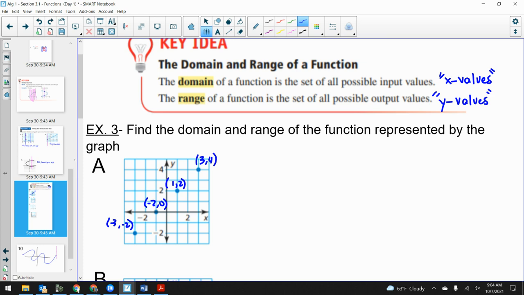Now, the domain is the set of all x values, the set of all input values. So what is my domain here? -3, -2, 1, and 3. Do I want the points in between? No. All I want is just -3, -2, 1, and 3. I don't want +2 because it's not a point. So here's how I write it. I put a brace, -3, -2, 1, and 3, and just list out all of my x values.